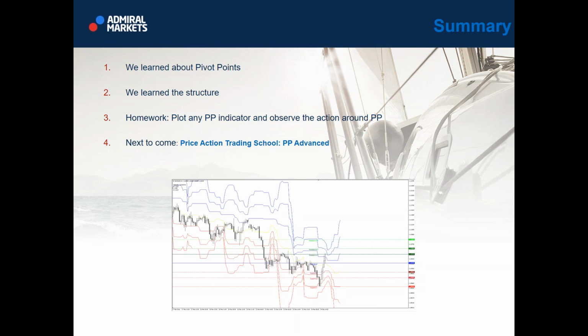So this is it. Okay, please guys, practice this a lot. Your homework will be to plot any pivot point indicator and observe the action around the pivot point, because a pivot point will usually show some action. That will be your homework.